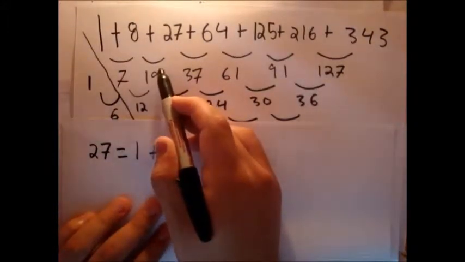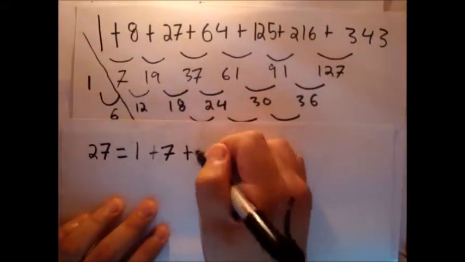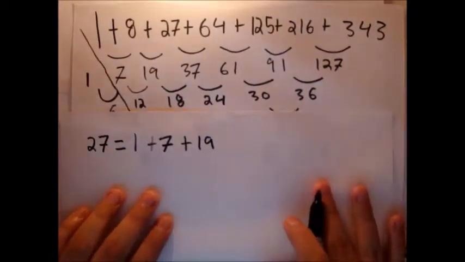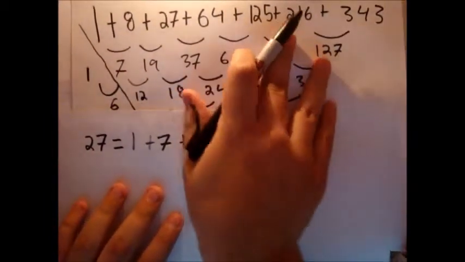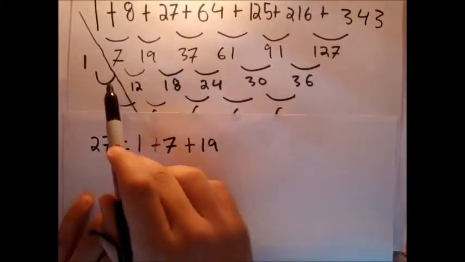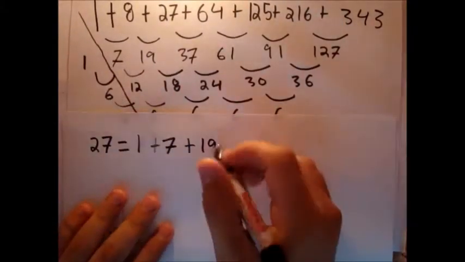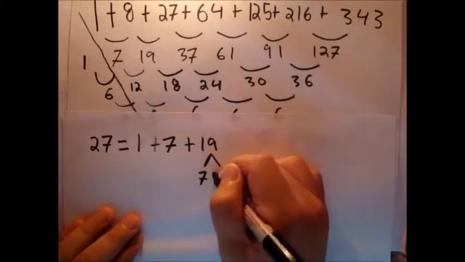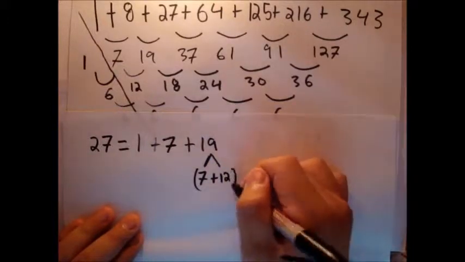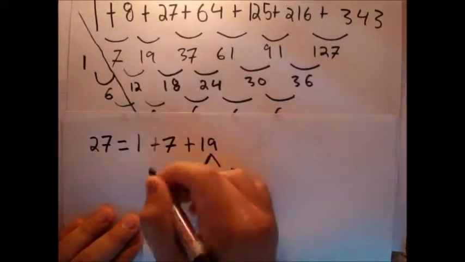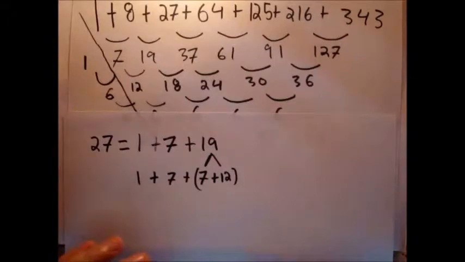But another way of writing 19 would be doing the following. 19 is composed, according to this chart that we've done, of 7 plus 12. So we can simplify to that. And the following will give us 27.